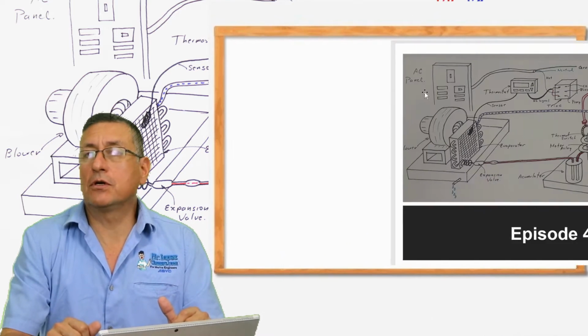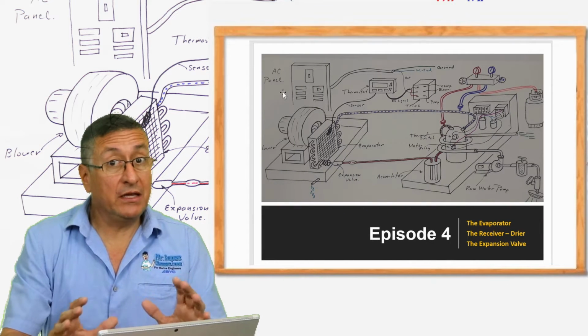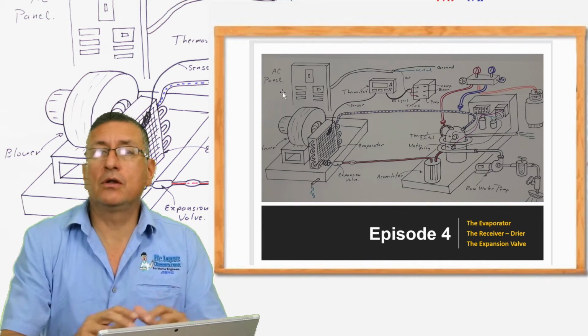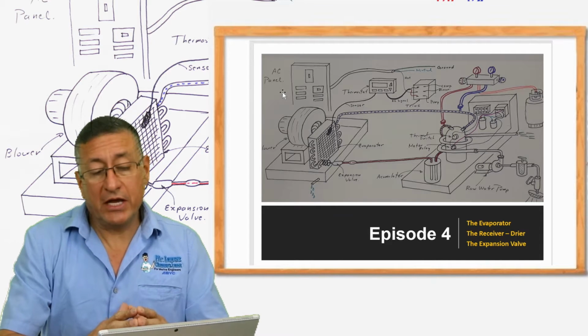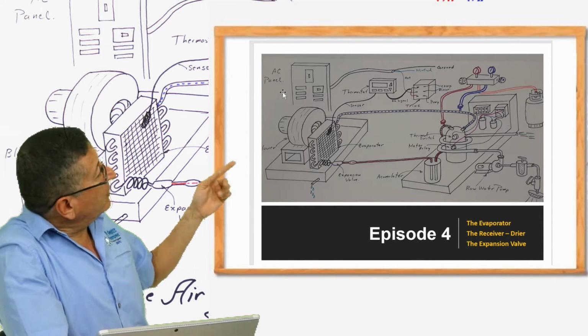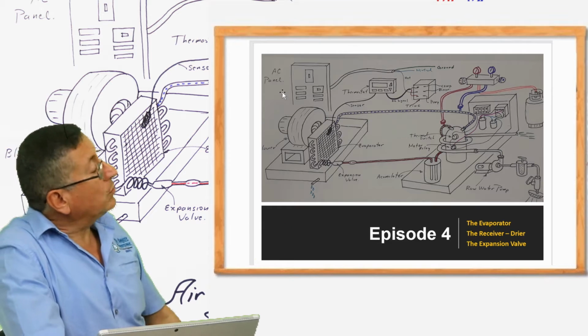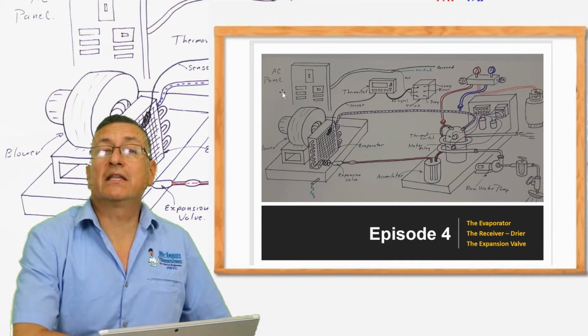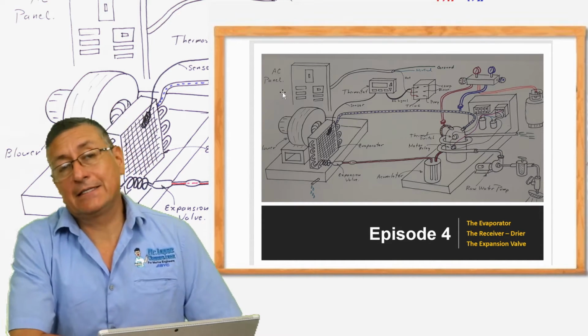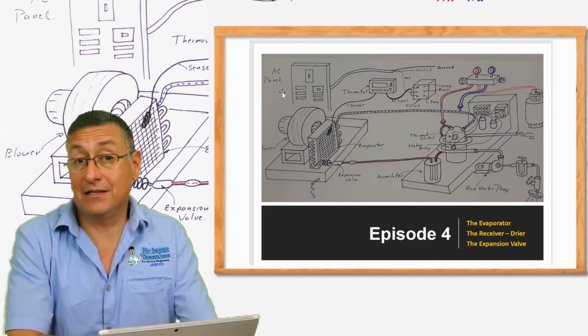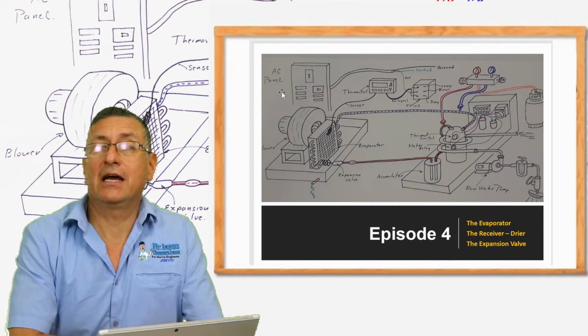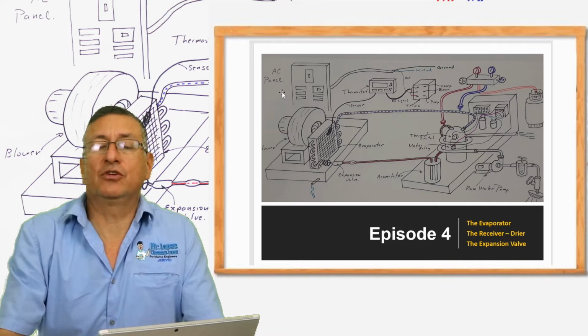This is chapter 4. Probably the chapter will be divided into sections because it's too long. We are going to talk about the evaporator, the receiver, the dryer, and also the different types of expansion valves. Yes, it's a nice chapter. I hope you enjoy this episode.